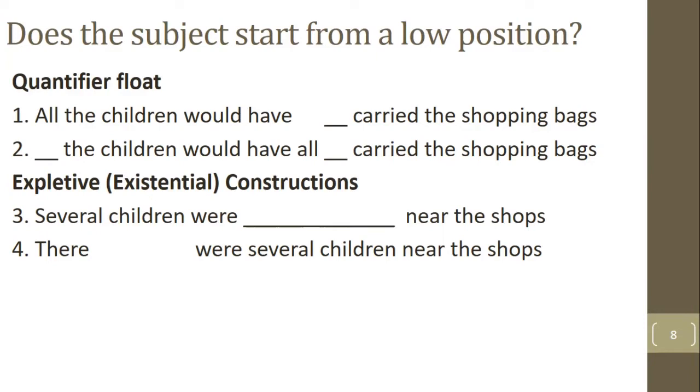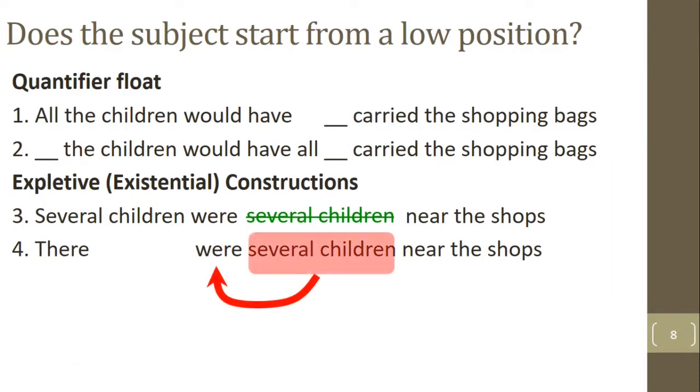It's important to notice that number 3 and 4 are semantically equivalent, so it doesn't look as though the position of the subject or the insertion of the expletive there seems to have a large amount of semantic effect on these examples. It's also interesting that in number 4, the agreement on the verb were is clearly triggered by the semantic subject several children, and this is demonstrated by the contrast in 5 and 6.